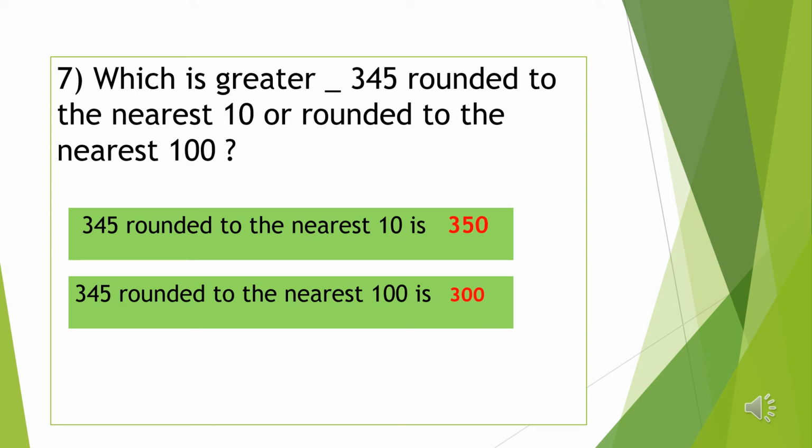Okay children, now we can read question 7. Which is greater? 345 rounded to the nearest 10 or rounded to the nearest 100? First we can round 345 to its nearest 10. What is the rule we want to follow? We want to check whether its unit digit is greater than or equal to 5. Here the unit digit is 5. So we want to add 1 to its tens place number. So what is the answer we are getting? 350. Okay, did all of you understand?